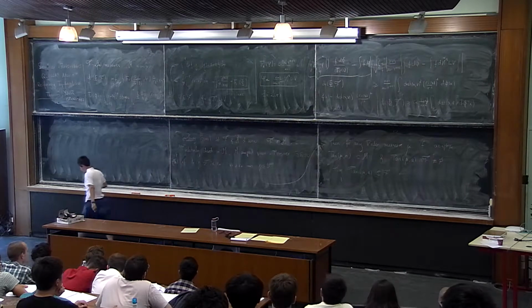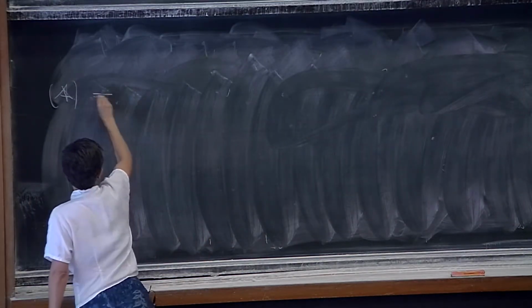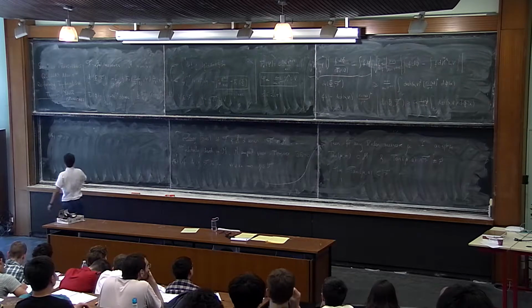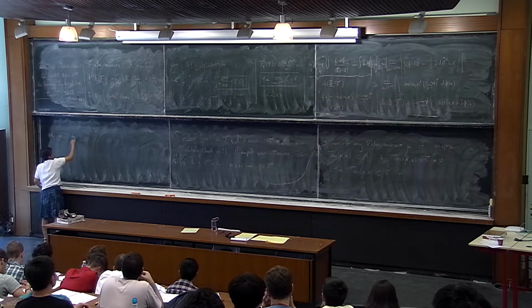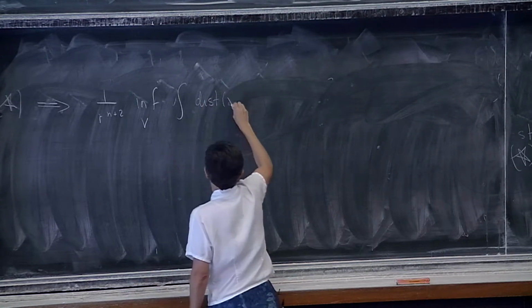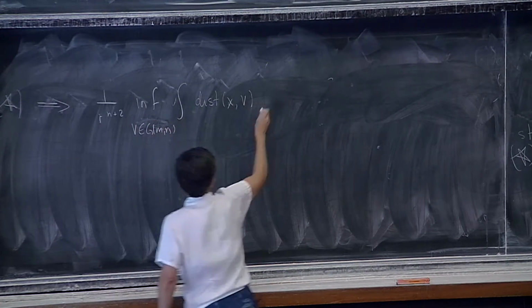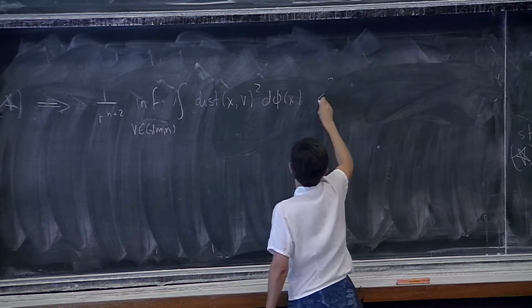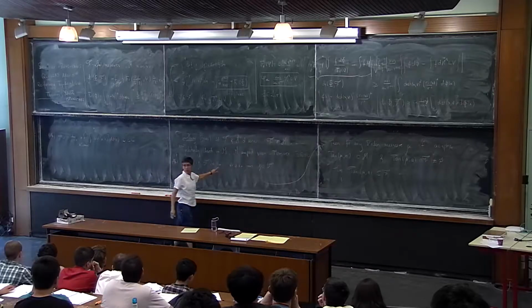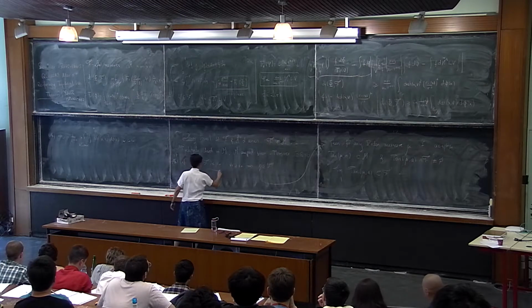So star implies, and later on hopefully I'll have a chance to prove that it's basically the same thing, but let's not worry about that. Star implies the following: I need to get my constants correct, that basically 1 over r^(n+2) times the inf over all V of the integral of the distance from x to V, where V belongs to G(m,n), squared, d phi x, is less than or equal to a little constant depending on epsilon 0, epsilon 0 squared. This one. So the first piece of star implies this.